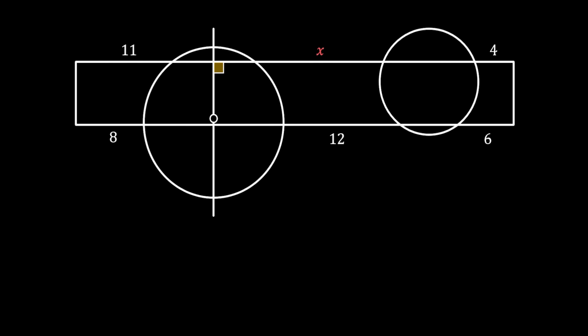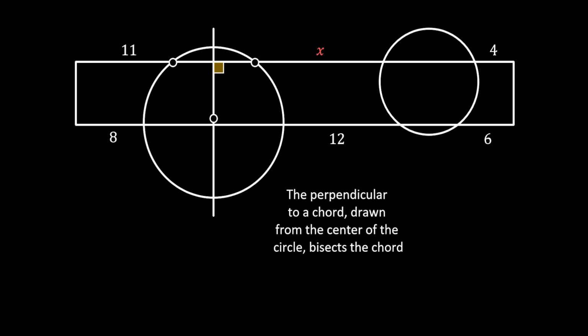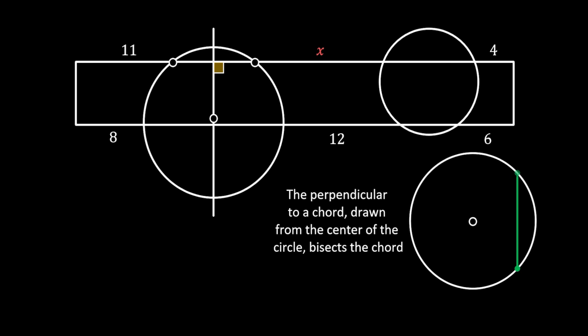Now let's notice the newly formed chord on the top, and let's use the same rule as before, that the perpendicular to a chord drawn from the center of the circle bisects the chord. This means that our chord on the top can be divided into two identical segments, which I will label as A. Of course, I will do exactly the same thing for the chord on the bottom. It is also bisected by our vertical line, so I will label those two segments of this chord as B.